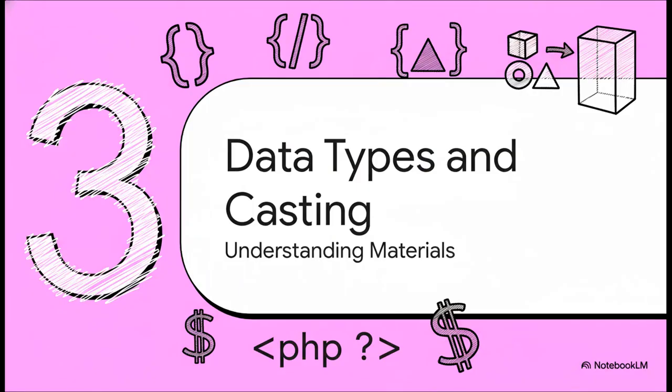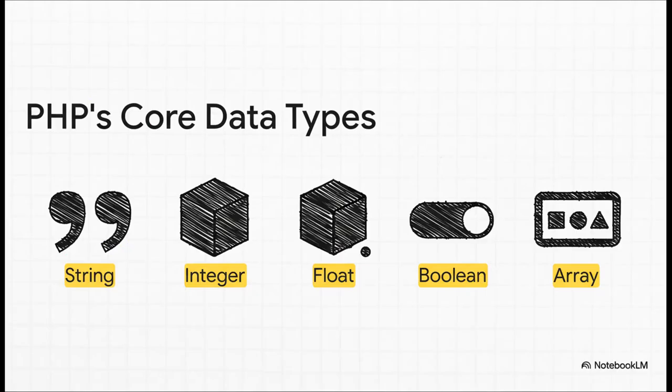Okay, so we have these containers, our variables. Now let's talk about the different kinds of materials we can actually store inside them. This is all about data types. PHP has a handful of core data types you'll use all of the time. You've got strings for any kind of text, integers for whole numbers, floats for numbers with decimals, and of course, Booleans for simple true or false values. And then there are arrays, which are super powerful collections of data that we're going to get to in just a minute.